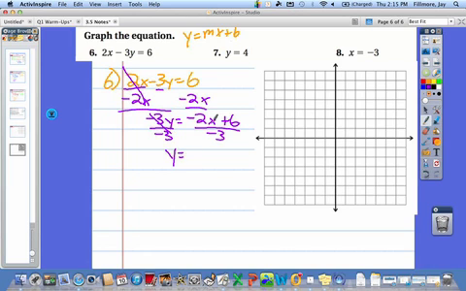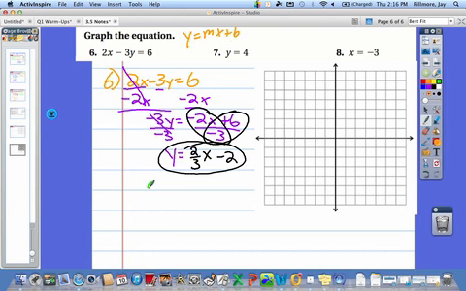I have to divide both terms by negative 3. So negative 2x divided by negative 3. Well, negative 2 divided by negative 3 is going to give me a positive, but it's a decimal. So I'm just going to leave it as a positive fraction, 2/3, with my x. And then positive 6 divided by negative 3 is negative 2. So there's my equation in slope-intercept form.